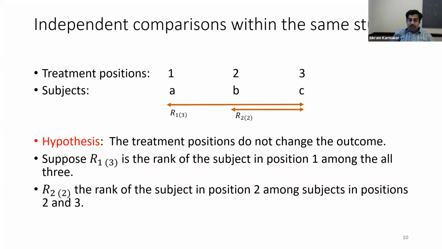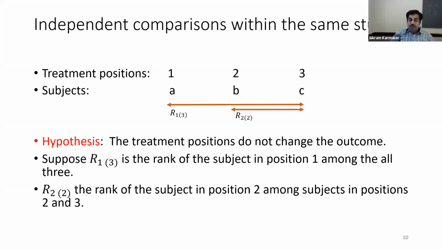So let me give you an answer, and it's a short proof of the fact that you can create independent comparisons in one study. Think of a design where you have 3 treatment positions. I have numbered them 1, 2, and 3. You have 3 subjects, A, B, and C. Each subject takes one of those treatment positions. So in this picture, A takes position 1, B takes 2, C takes 3.